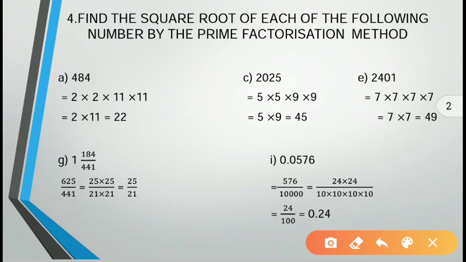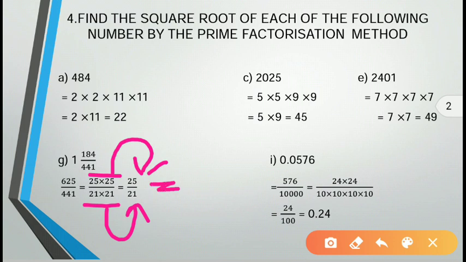Now start making the pair. This is one pair, this is another pair. So from the numerator only one pair, and in the denominator only one pair. So from the numerator you write one time 25, and from the denominator you write just one time 21, and this is your answer. 25 by 21 is your answer.